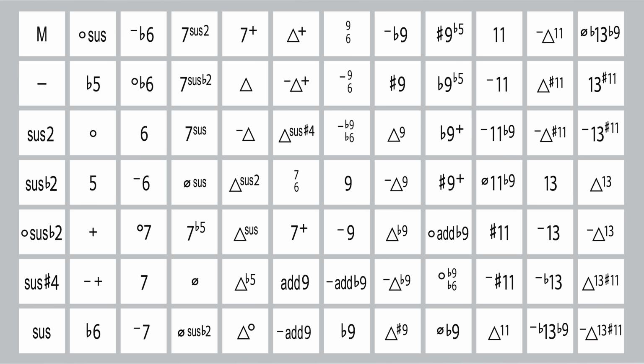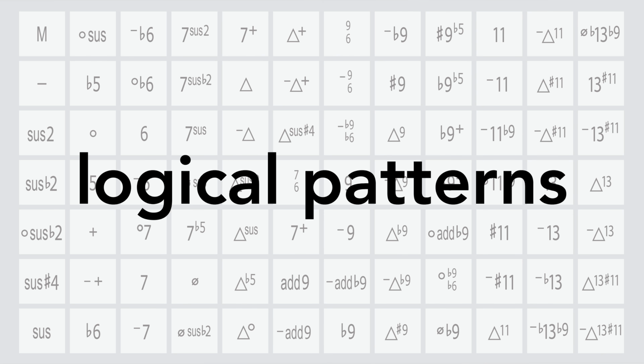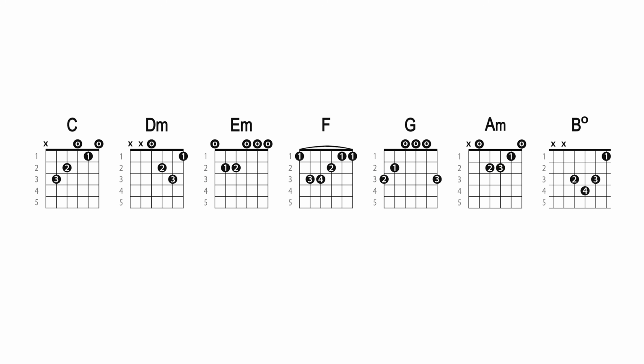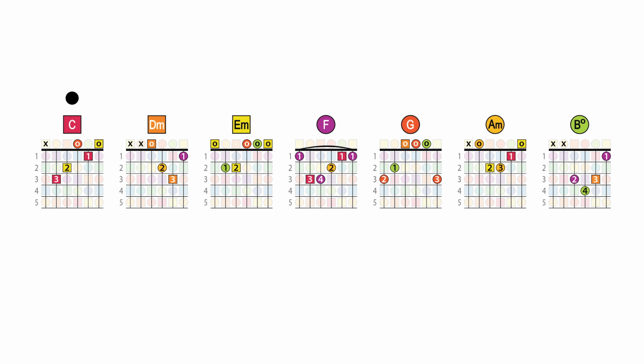None of these chords are crazy or invented. In fact, they're formed using logical patterns. And once you know the music theory behind these harmonies, it's totally empowering. To show you what I mean, let's take the 7 basic chords in the key of C: C major, D minor, E minor, F major, G major, A minor, and B diminished.